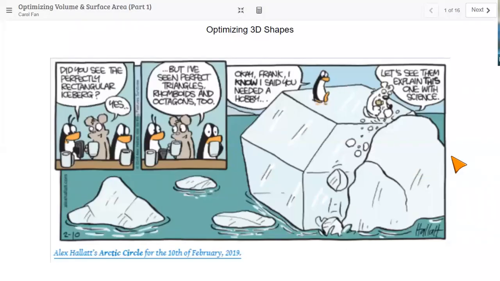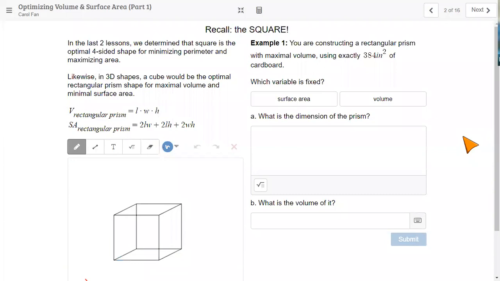Hey, today's lesson is on optimizing in 3 dimensions. So remember when we talked about optimizing in 2 dimensions, and we said we wanted a rectangle that had the maximum area for the minimum perimeter, we would have a square. So likewise, if we're in 3 dimensions and we want a rectangular prism to have maximum volume and minimal surface area, a cube would be the thing that does it.